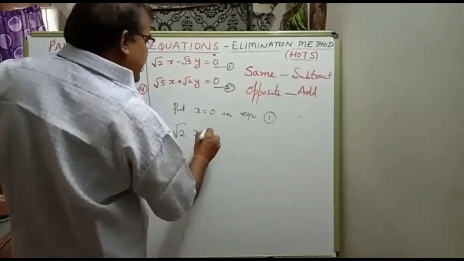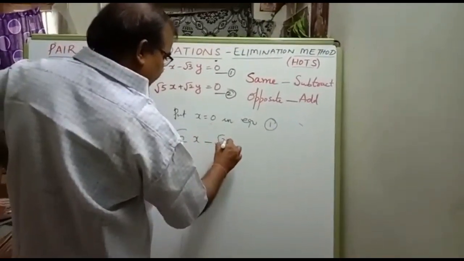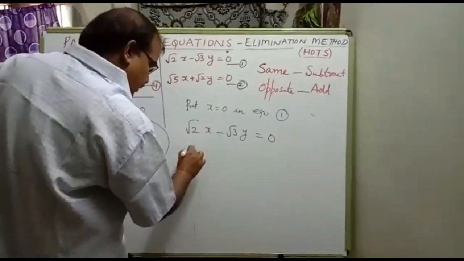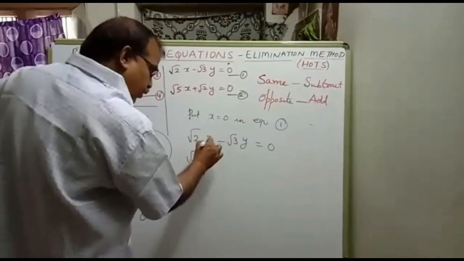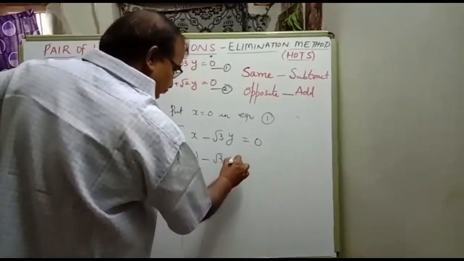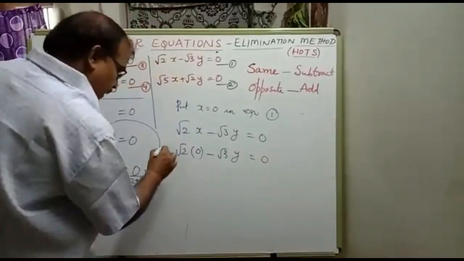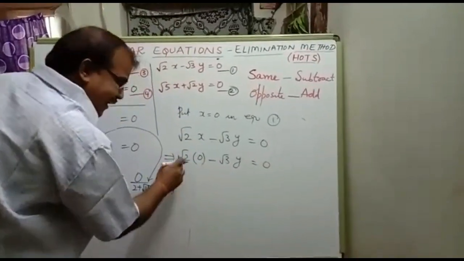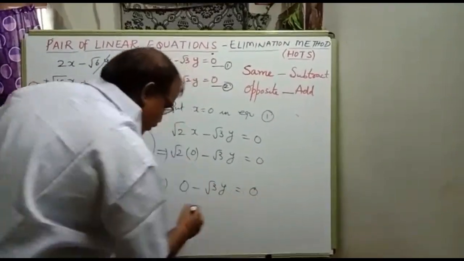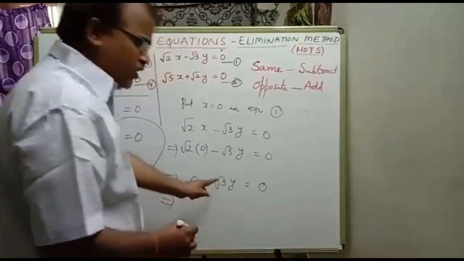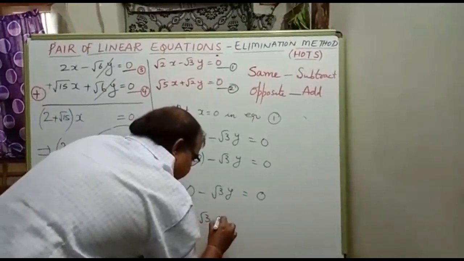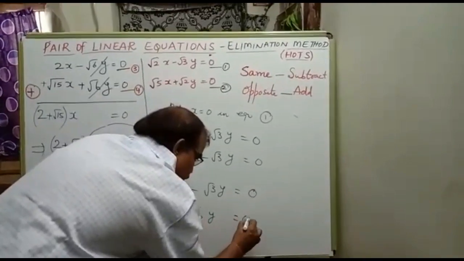Root 2x minus root 3y is equal to 0. What is x? 0. So the x value is 0, root 2 into 0 minus root 3y is equal to 0. That implies root 2 into 0 is 0, so 0 minus root 3y is equal to minus root 3y, and minus root 3y is equal to 0.